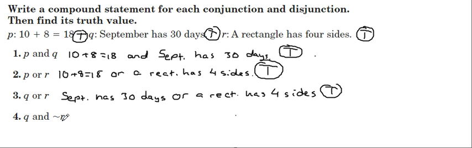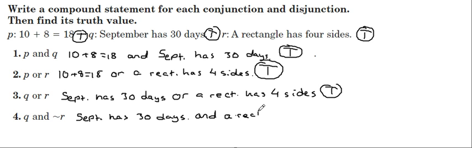Alright, and then our last one here, Q. September has 30 days, once again. And it's a conjunction, a little more restrictive. The negation of R, this little tilde here with R means the negation of R. So R, a rectangle has 4 sides. The negation would be a rectangle does not have 4 sides.